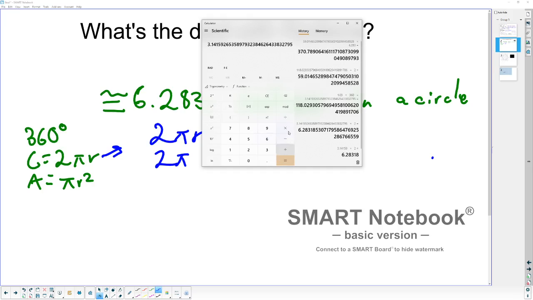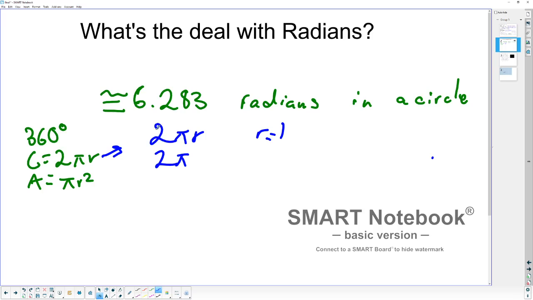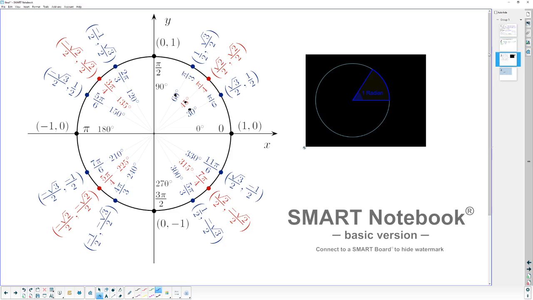Pi times 2. Hey, that looks familiar. 6.283. Well, that's what we started with, right? So there's 6.283 radians in a unit circle, and the circumference is 6.283. Well, they're kind of connected. We kind of keep them together. Another thing that we looked at was the degrees, 360. Okay, so there's 2 pi radians and 360 degrees in a unit circle.